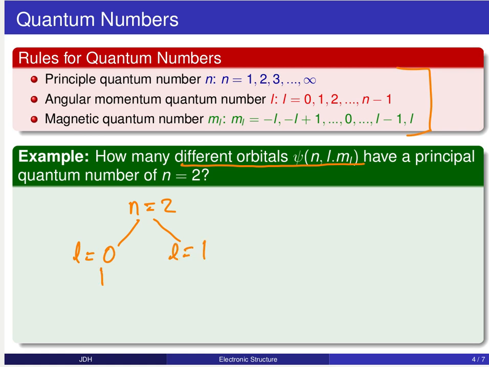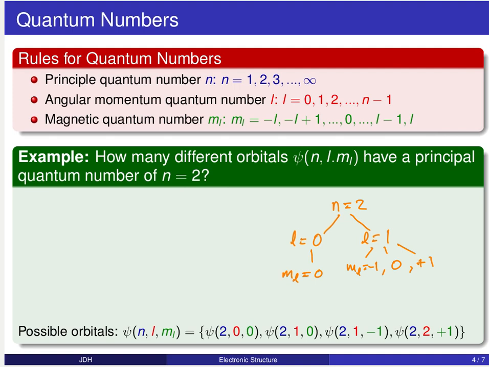Then we can apply our third rule down here for assigning values to that magnetic quantum number. And of course, that is directly related to the possible values of L. If L is 0, then the only possibility there is an m sub L that is 0. But in the case of L equals 1, we've got a few different options. We can have an m sub L as minus 1, 0, or plus 1.